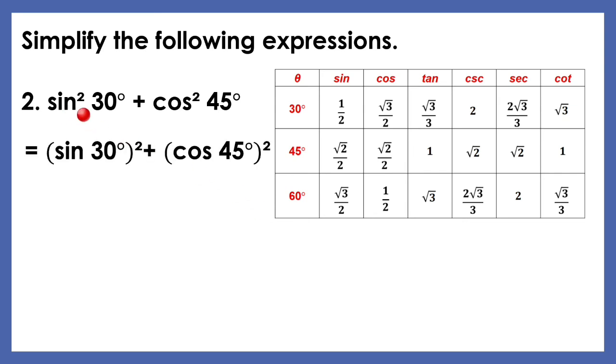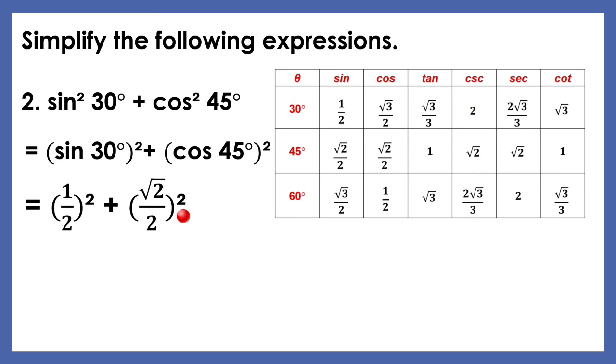Okay, so isusulat natin ang sine squared 30 degrees as the square of sine 30 degrees plus ang cosine squared 45 degrees ay equivalent sa cosine 45 degrees squared. Then, substitute lang natin yung values ng sine 30 at saka cosine 45 degrees. Ang sine 30 degrees is 1/2. Ang cosine 45 is square root of 2 over 2. Therefore, we have 1/2 squared. So, wag kalilimutan yung squared, plus, ang cosine 45 ay square root of 2 over 2 squared.